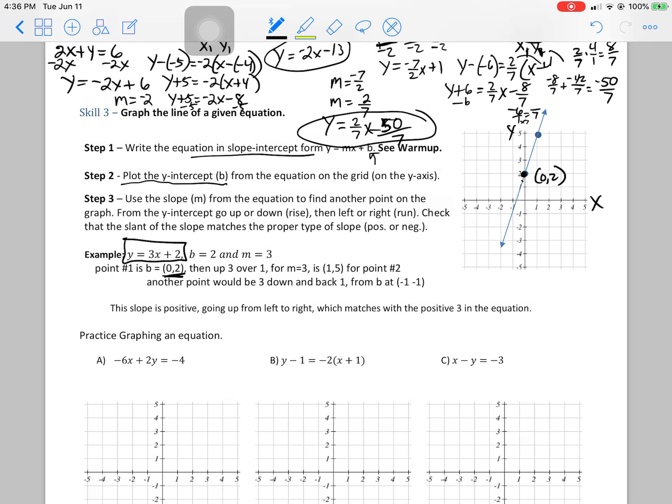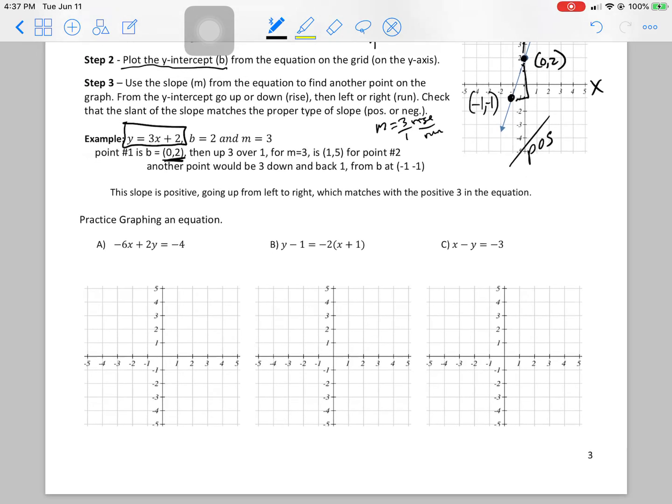And then from this point of 0, 2, you want to use the rise over run for the slope. We said the slope was 3, so that's 3 over 1. So that's the rise, and the 1 is the run. So from B, go up 3 and over 1. That gets you over here to 1, 5. Okay, and if you want to go down 3, 1, 2, 3, and back 1, you get another point, which is negative 1, negative 1. Okay, so you can go down 3 and back, or you can go up 3 and over, and that gets you to the same line. This goes up the mountain, so it's a positive slope, so the slope is in the right direction.